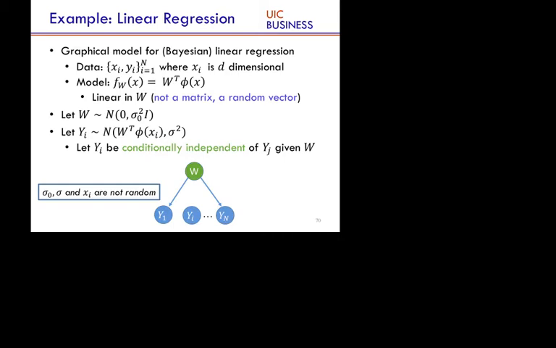So I'm going to make some assumptions. I'm going to assume that W is normally distributed, a multivariate Gaussian with zero mean and variance only on the diagonal, so there is no covariance, with parameter sigma naught square. And I'm going to assume yi is scalar normal, given by W transpose phi of xi with additional variance sigma square. Okay, so that's my model for Bayesian linear regression.